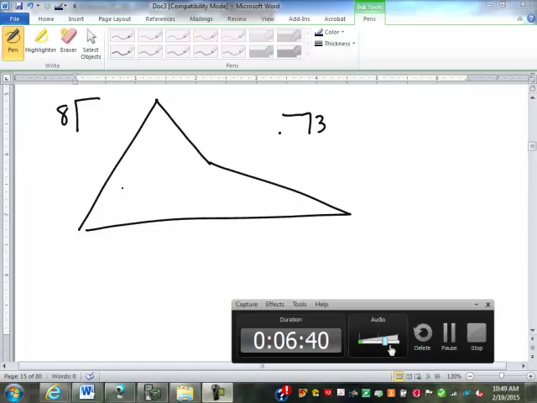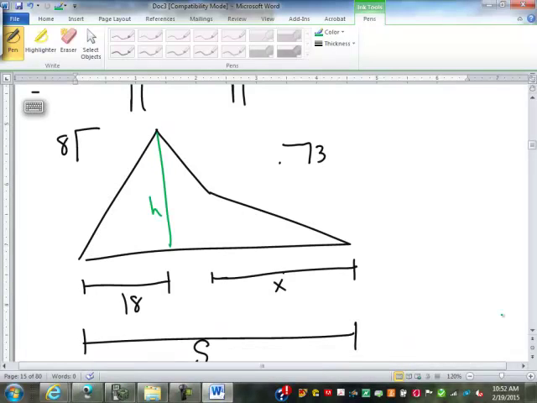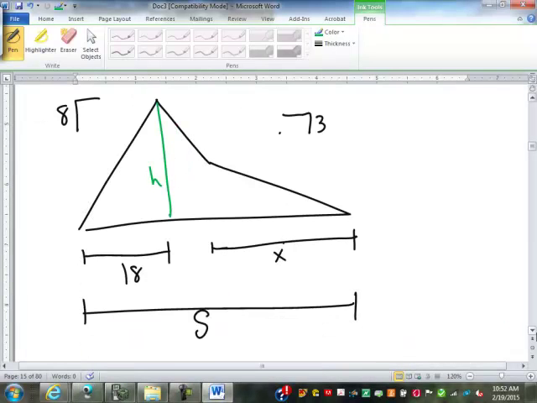Let's see. I'm going to pause for a second. Okay, let's give this a shot. So in this one, we want to find the height, we want to find X, and we want to find the span. We'll give this kind of an easy one.